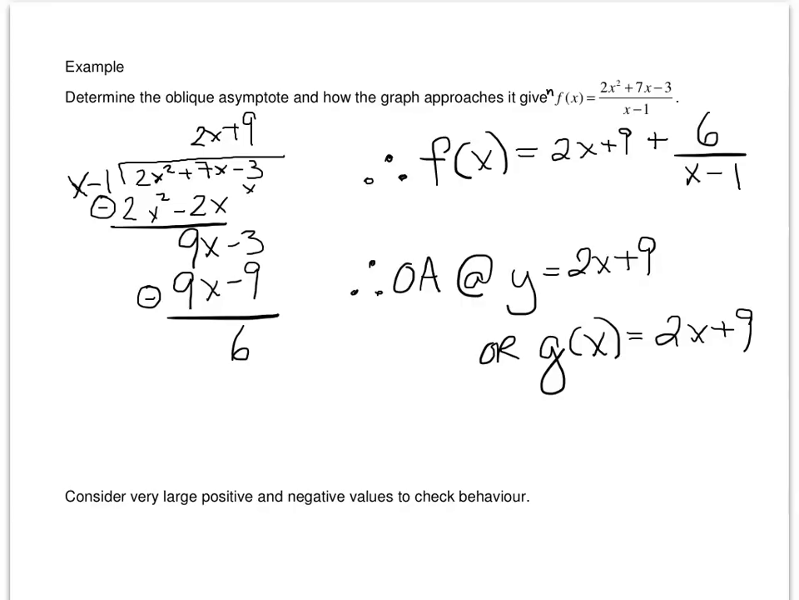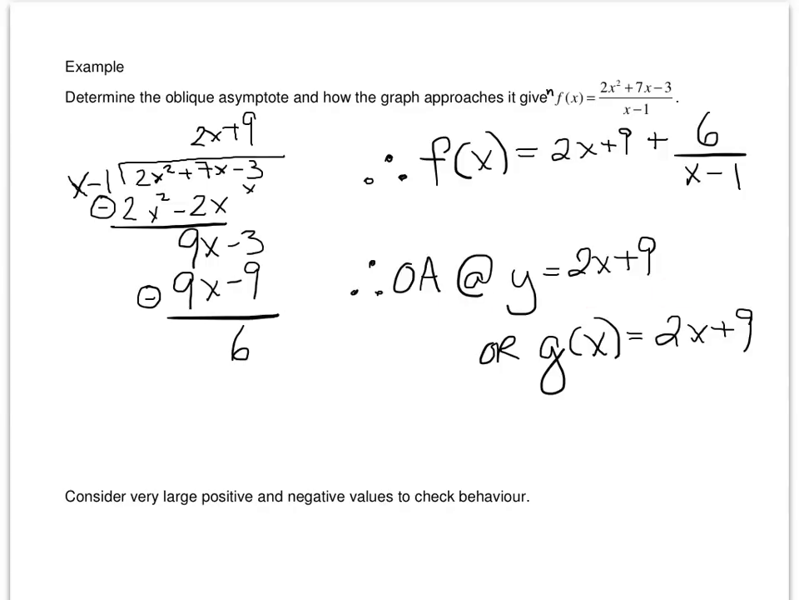And then last year we learned we could write it in this form. That's what f of x equals, okay? So we get the 2x plus 9, which showed up from here, plus whatever you get for your remainder divided by this. So that makes our oblique asymptote equal to just y equals this portion, because as x gets huge, this whole remainder part will go to 0. Therefore the oblique asymptote is y equals 2x plus 9.